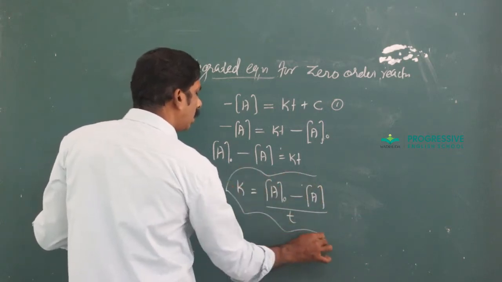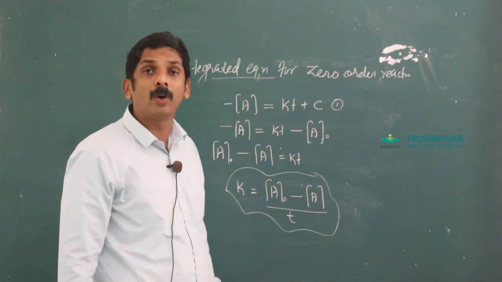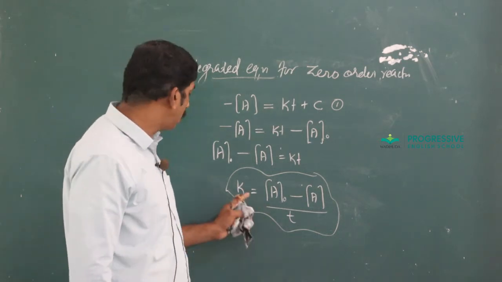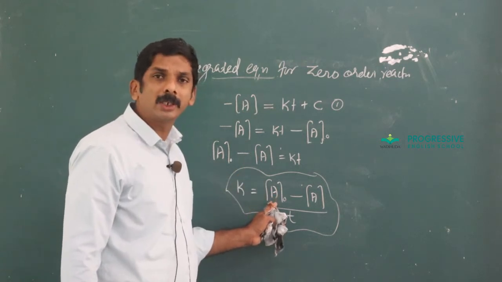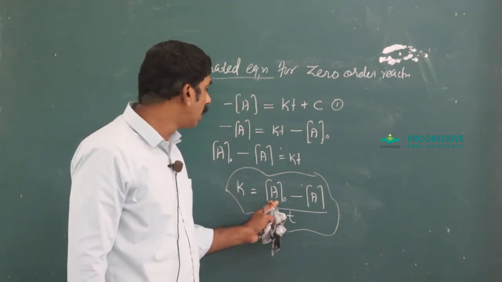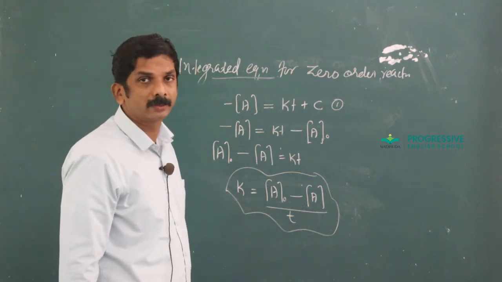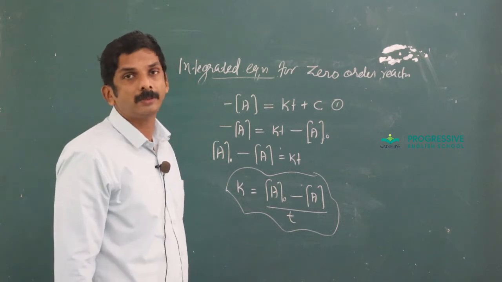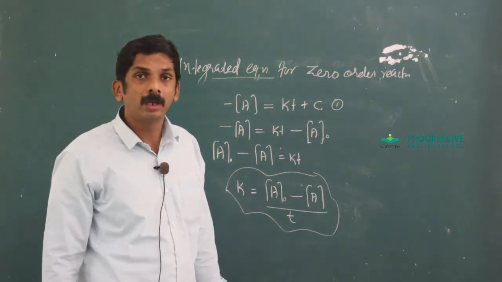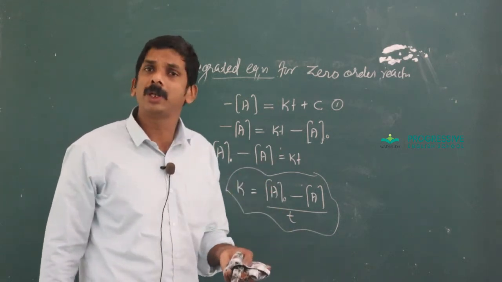This is the integrated equation for a zero order reaction, where K is the rate constant, A0 is the initial concentration, that is when time equals 0, and A is the concentration after a time T seconds or T minutes or T hours. Clear? This is the integrated equation. It is very easy to derive.